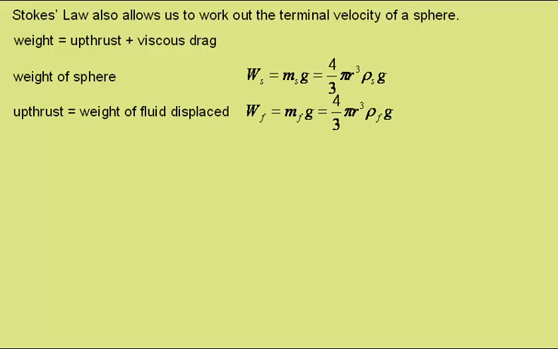The upthrust is equal to the weight of fluid displaced, which I've called W sub f, and this gets the same expression as above, but with the density of the fluid in place of the density of the sphere. This comes from Archimedes' principle. The viscous drag we've just found from Stokes' law, F equals 6 pi r eta v t, here for the terminal velocity.